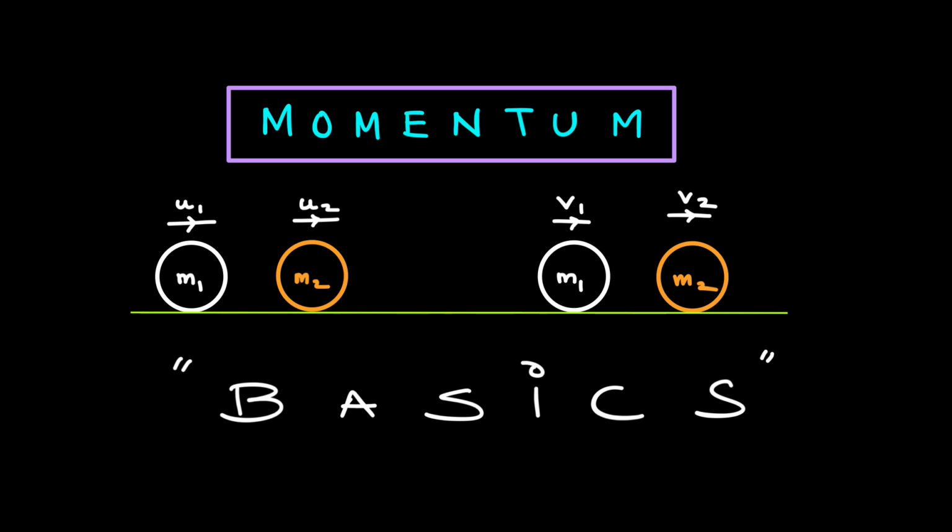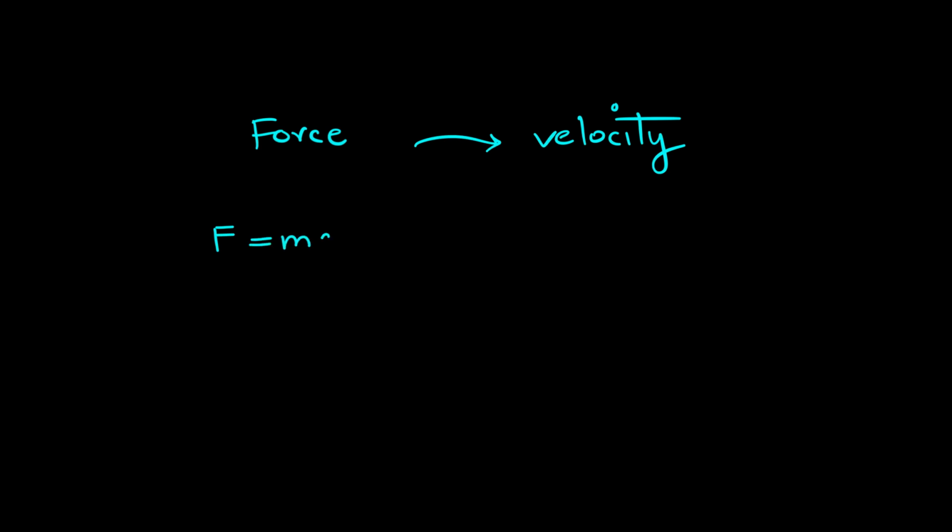In this video, we will start with the basic concept of momentum. We know that force is needed to change the velocity of an object. How much force is needed? That depends on the formula F = ma. Resultant force is equal to mass times acceleration. This is based upon Newton's second law of motion.